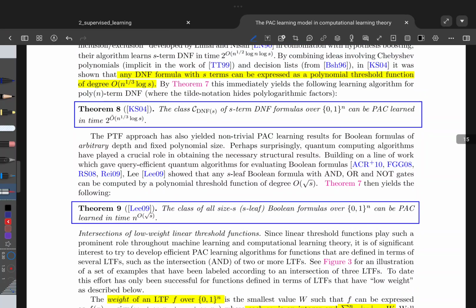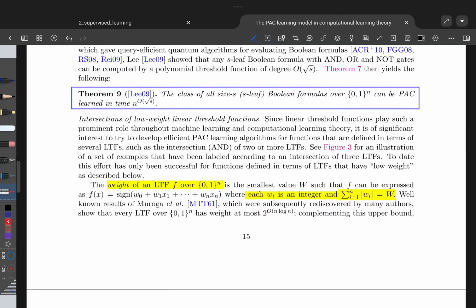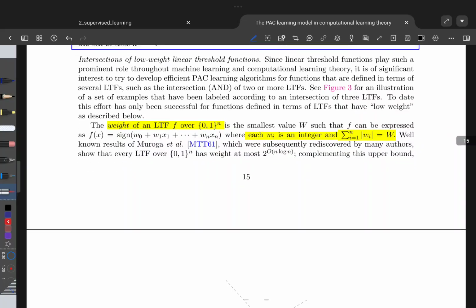Right? So a very popular approach is to approximate the class of functions that you're interested in learning by using polynomial threshold functions or linear threshold functions. And since you already know that polynomial threshold functions can be learned efficiently, this implies that you can also learn the particular concept class efficiently.